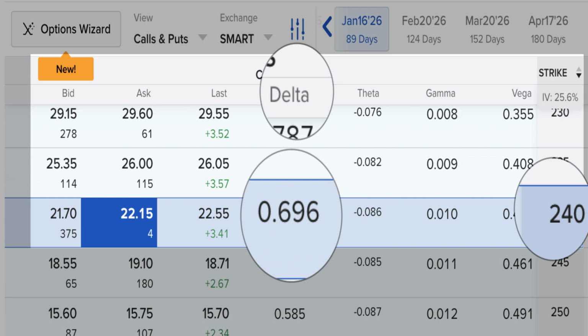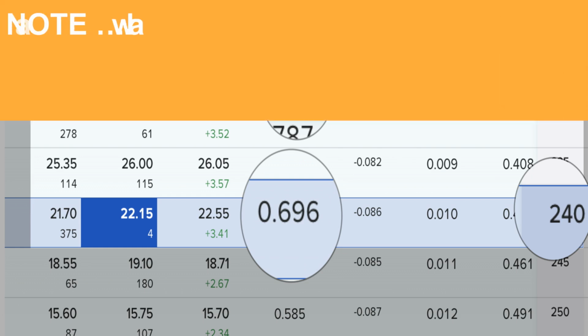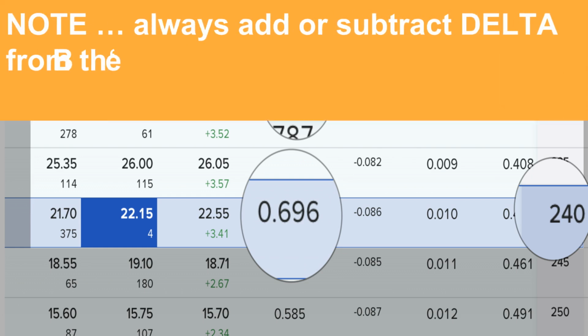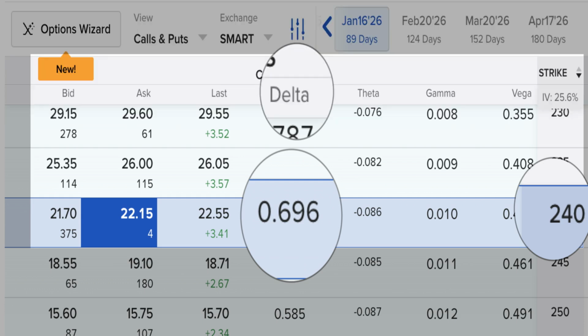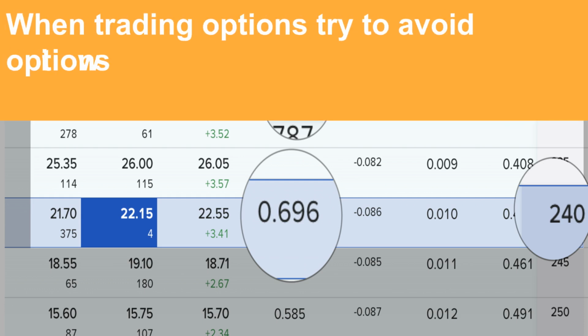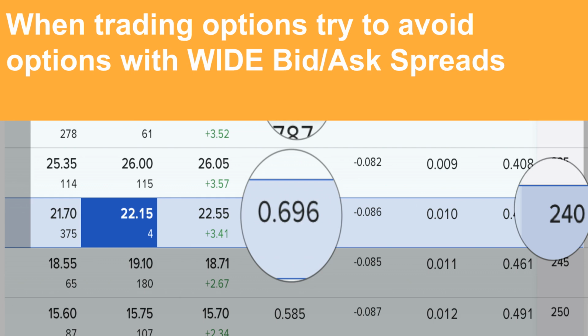Please note that when trying to calculate your potential return, always add the delta to the bid price or subtract it from the bid price, because this is the price you're actually going to sell your call option at, not the ask price. Some people make that mistake, and it's a critical lesson for you as well as to why you should trade options that have narrow bid-ask spreads.